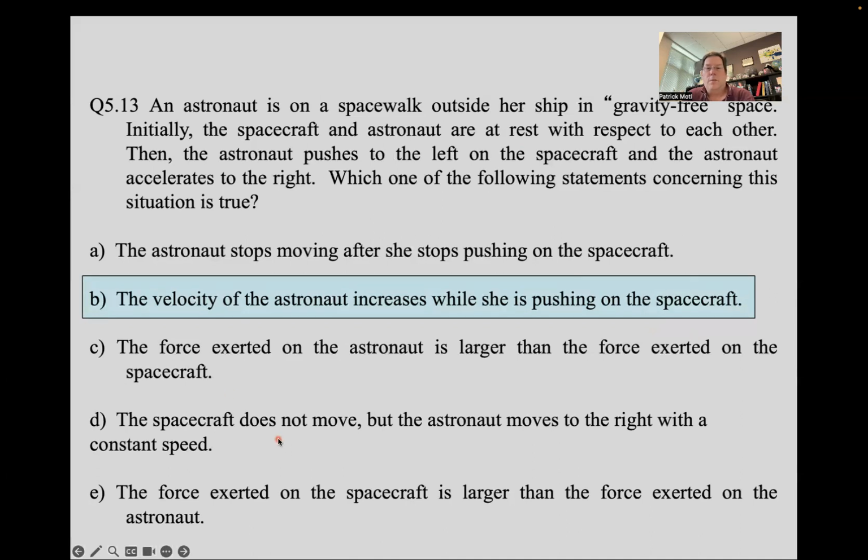The spacecraft does not move, but the astronaut moves to the right with a constant speed. So it might sound reasonable, but it can't be true that the spacecraft does not move. That would only be the case if the spacecraft had truly infinite inertia. Okay. So we know that the forces are equal and opposite: the force of the astronaut pushing on the spacecraft, the force of the spacecraft pushing back on the astronaut. Then you go to Newton's second law of motion. The forces are equal and opposite. The object with the large inertia has a small acceleration. The astronaut with a smaller inertia has a larger acceleration.